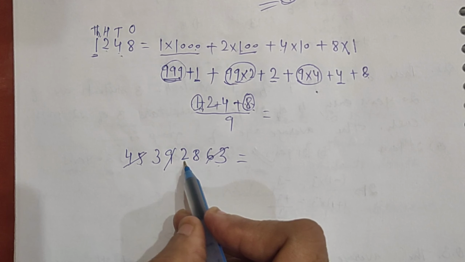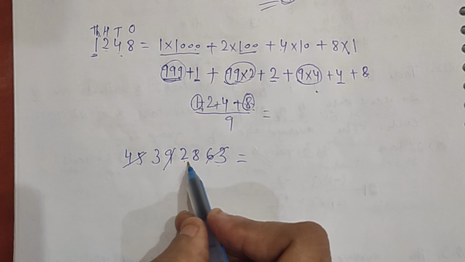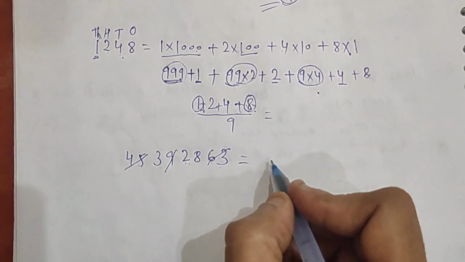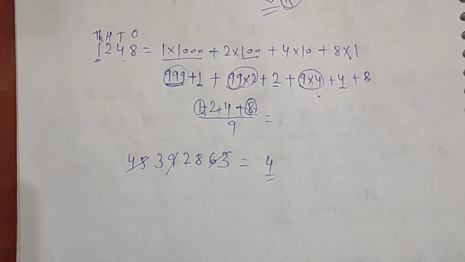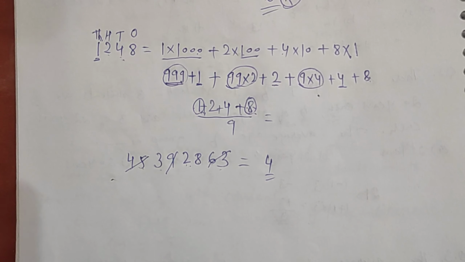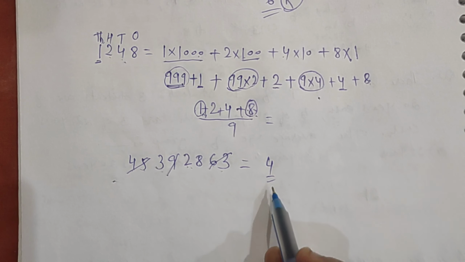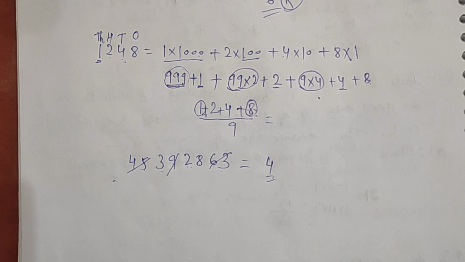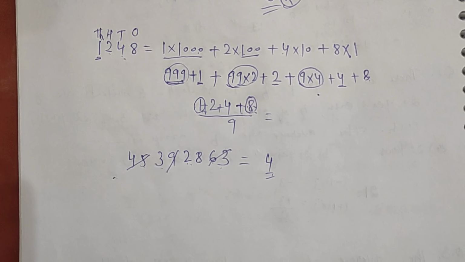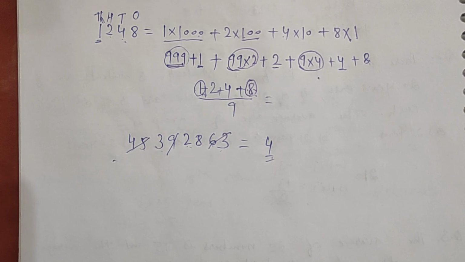8 plus 2, 10. 10 means 1 plus 0, 1 only. So 1 plus 3 is 4. This is my digit sum. Got it? It means if I divide this whole number by 9, I will get 4 as my remainder. So what we are doing actually while solving the question, we are applying this concept only.